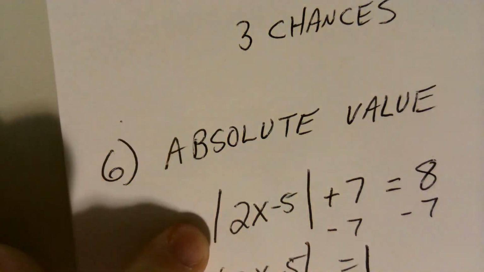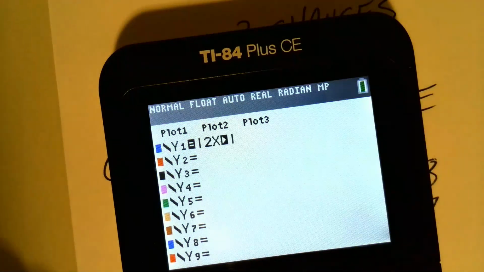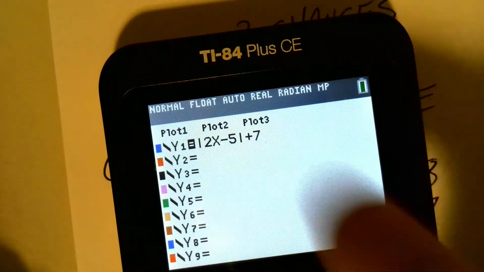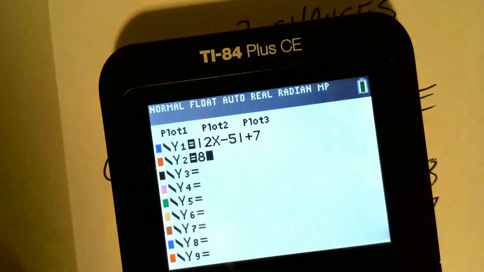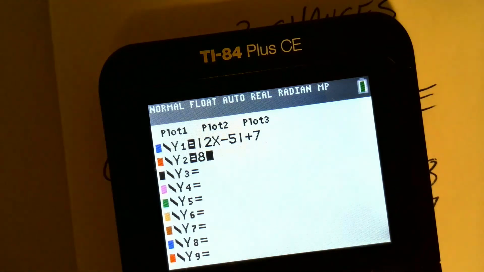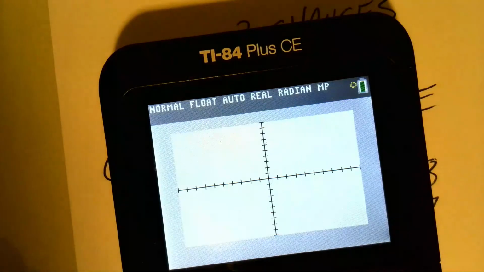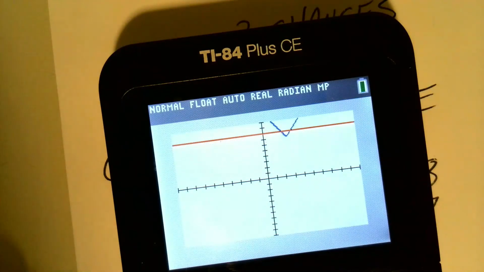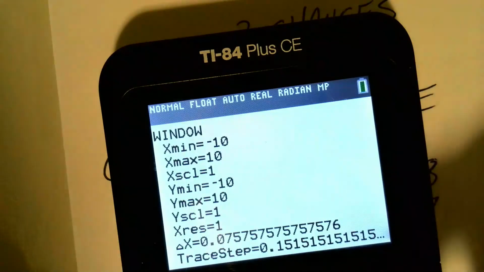So I'm going to go ahead and put in 2x minus 5 right there. 2x minus 5. And then I'm going to put plus 7 on the outside of it. And we want it to equal 8, so I'm going to put 8 on y2. Good deal? I always like to put the original equation in when I'm doing this. And then I'm going to go ahead and hit zoom 6. And you can see there's the V that I was talking about. There's the 8 that I was talking about, that horizontal line. And it touches two places.